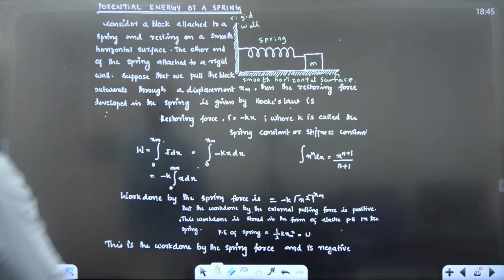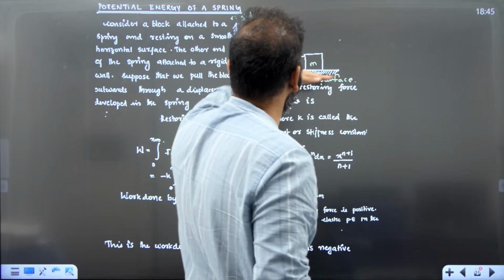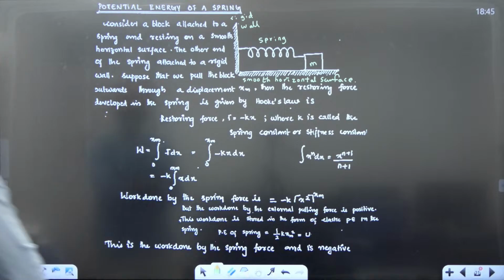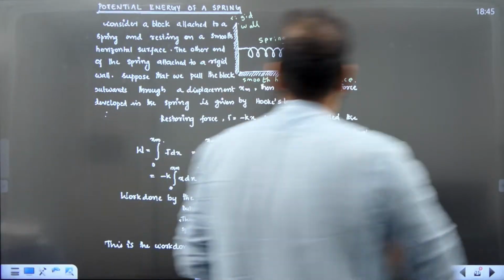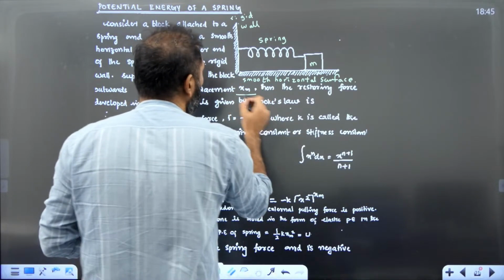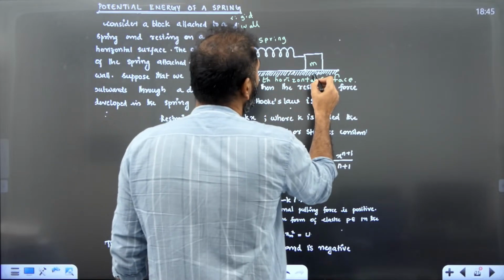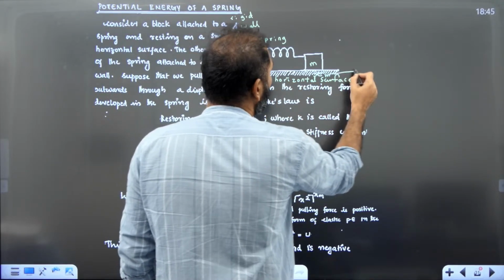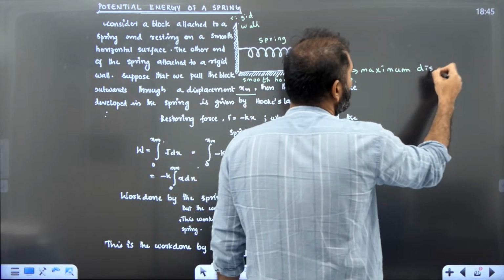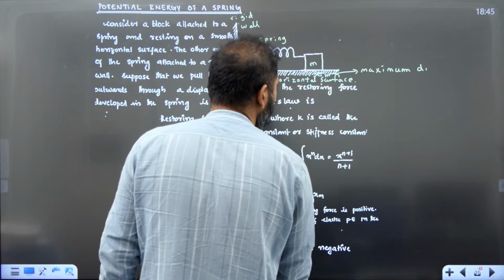The other end of the spring is attached to a rigid wall. See this spring, this is the block of mass m resting on a smooth horizontal surface. Suppose that we pull the block outward through displacement x suffix m. So what is the displacement happening here? This is the displacement x suffix m. It stands for maximum displacement. Okay, I can show that displacement with a separate figure.